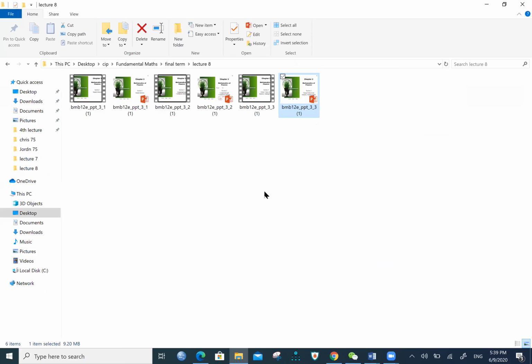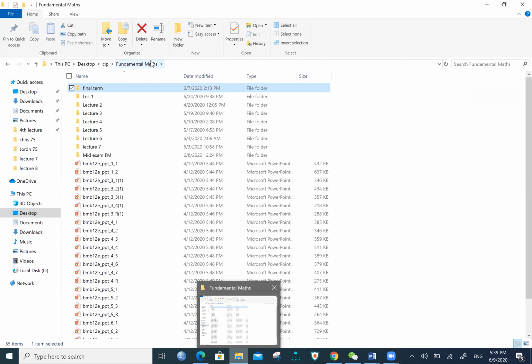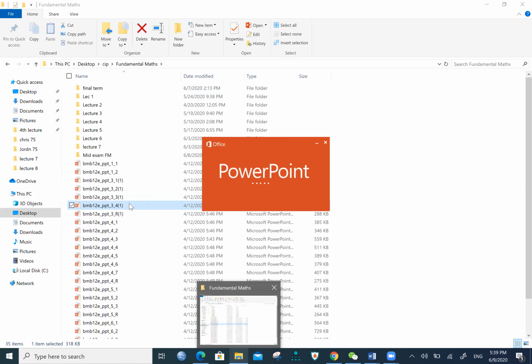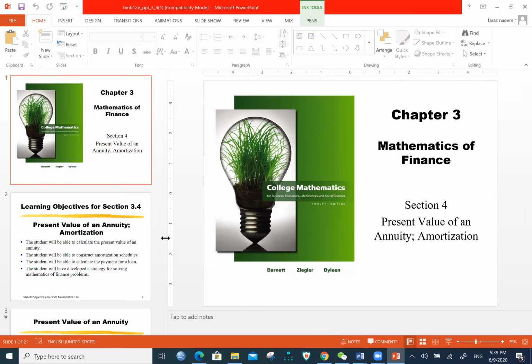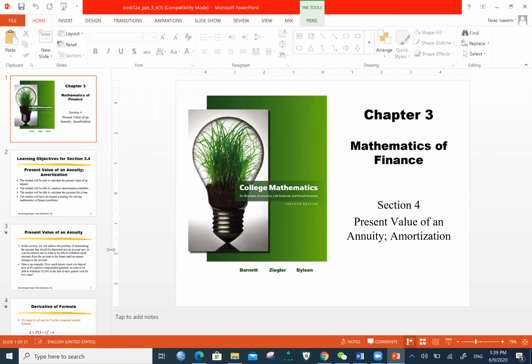Now we discuss present value of annuity. Listen to my words very carefully now. To differentiate between future value of annuity and present value of annuity is very sensitive. It is very critical. Students always make this mistake. They cannot differentiate between future and present. Understand?